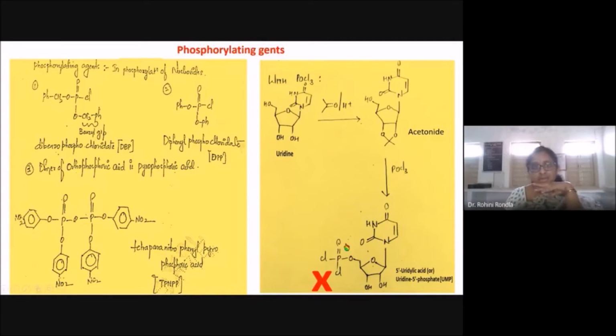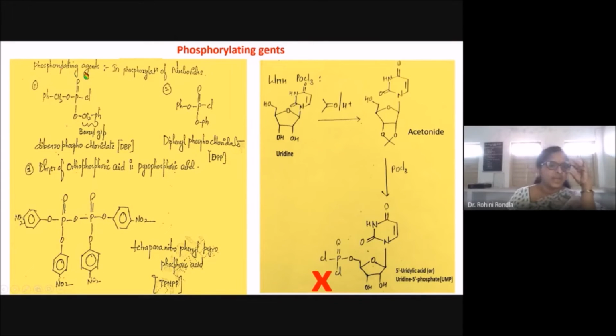Then is there any alternate method? Yes, we have to protect 2 chlorine atoms. We need only one free chlorine. So here, what should we do? We have to protect the 2 chlorines in this POCl3. So we should take other phosphorylating agents. If you ask why not take it directly, here is the answer: POCl3 also can be used, but we will get a trimer, not a monomer. That is why we are not using POCl3.